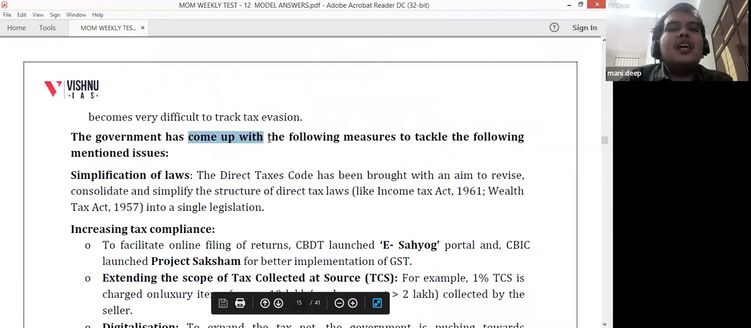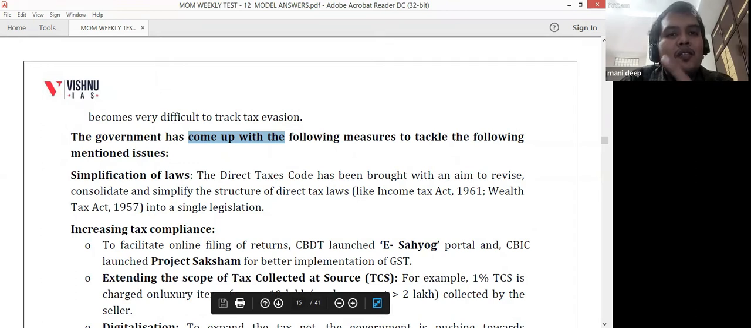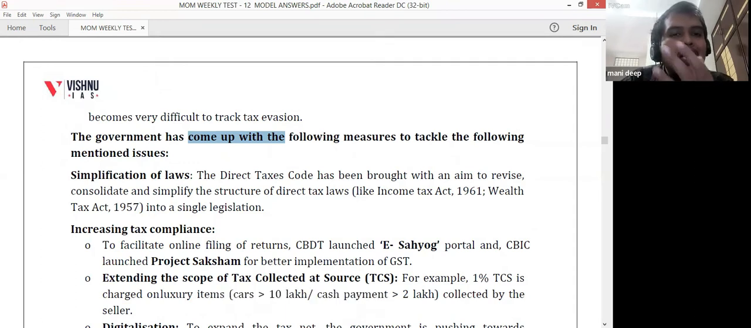Then the government had these are the things which government had taken. First is simplification of laws, then increasing tax compliance. For example, in increasing tax compliance, you can also write about the GST network and how, if they want to take input tax credit, everyone in the network should be on the GST system. So this thing you can write.